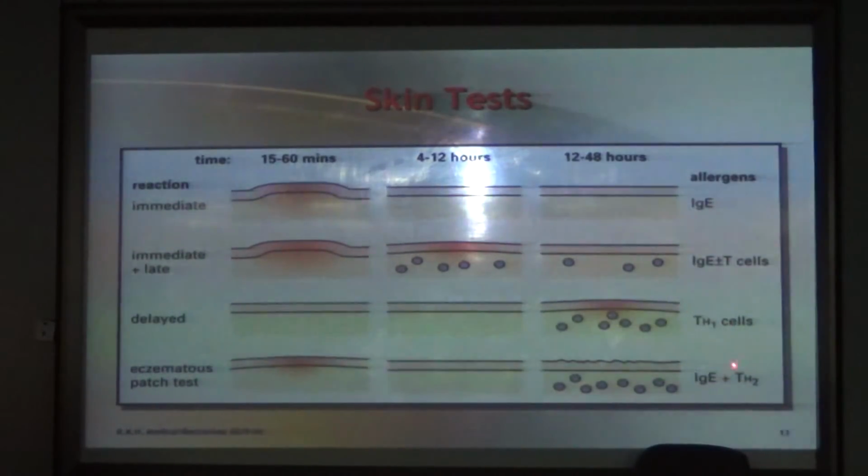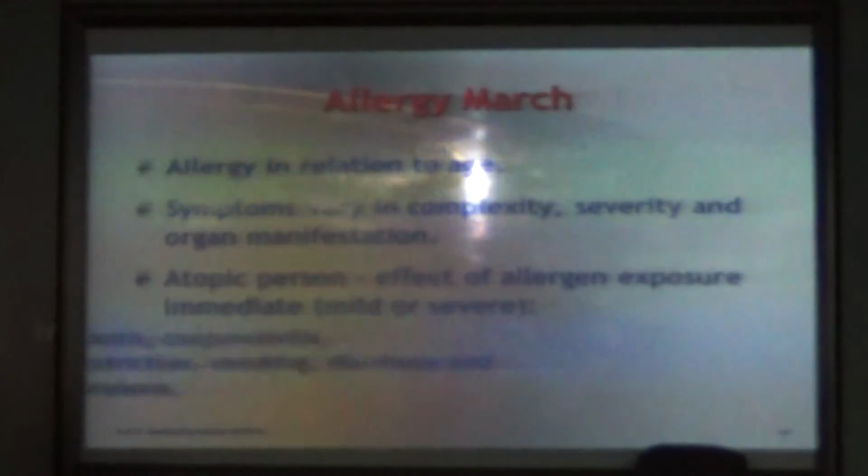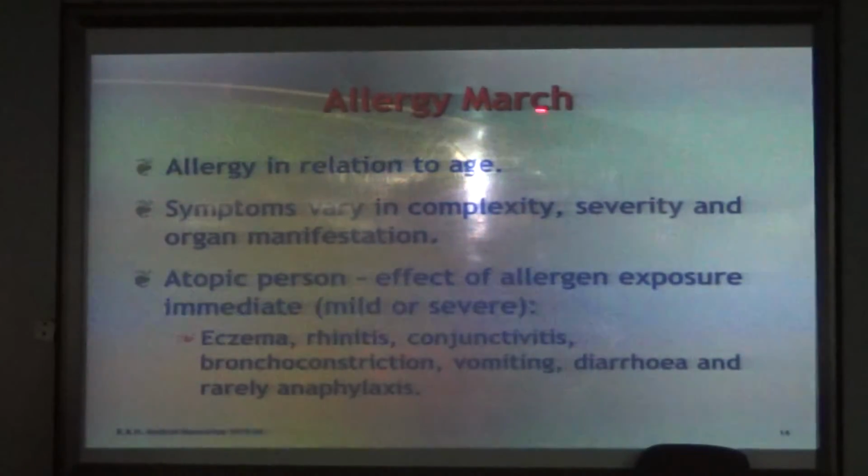As I told you, IgE is always released. This is an immunoglobulin. But the part which the immune system plays involves Th1 and Th2 cells. They process these allergens or reagents to produce those antibodies. All right? So there is always this involvement. Now, you have to look at the allergy march in relation to age, severity, and what organ manifestations or symptoms can occur in allergic conditions.